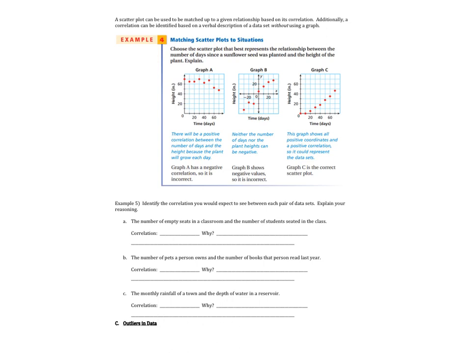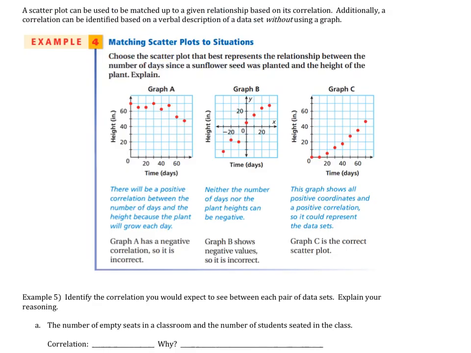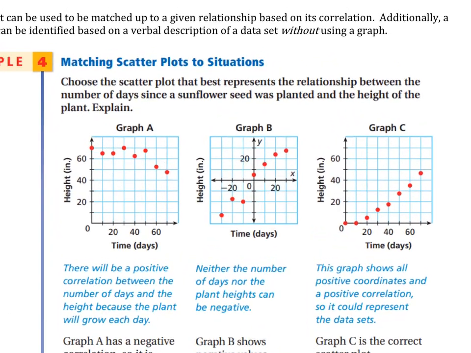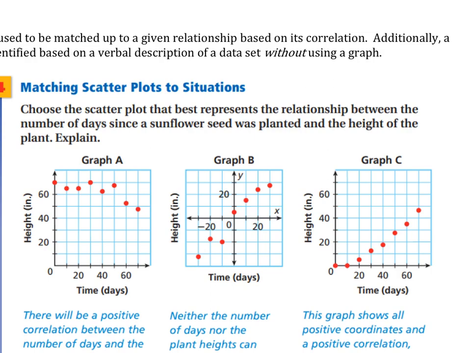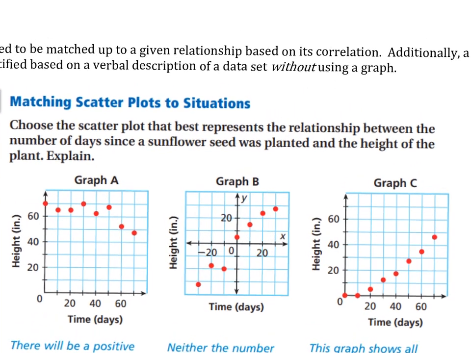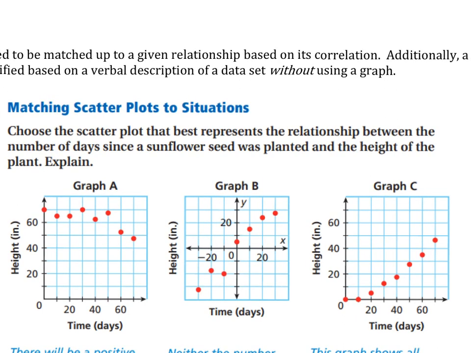All right, so looking at this next one, we're going to talk about how to match scatter plots to given situations. So zooming in on this problem, it says choose the scatter plot that best represents the relationship between the number of days since a sunflower seed was planted and the height of the plant. All right, so looking at these 3 graphs, right? So we'll zoom in because you could read below it and get the answer. But if I look at these 3 graphs and see which one could be a scatter plot representing the height of a sunflower seed over time.